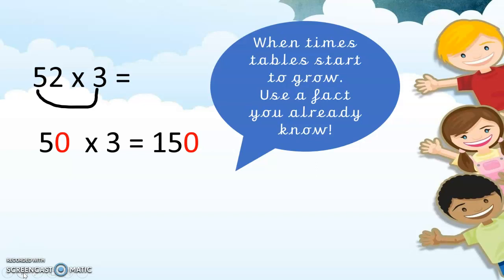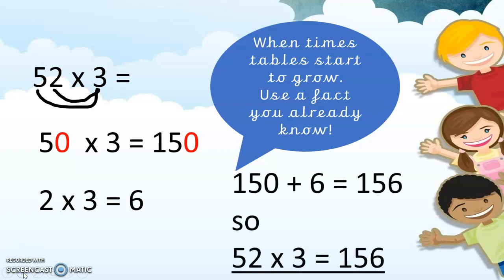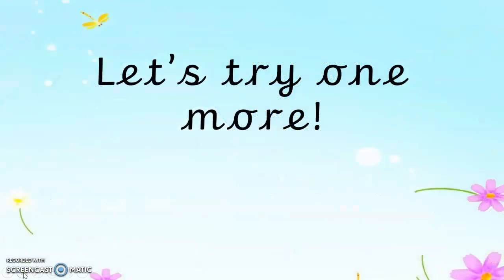Job's not done though. One more times table to go. 2 times 3 is 6. And our final stage, add them together. 150 add 60 is 156. Then I know that 52 times 3 is 156. Wow, dead easy. When times tables start to grow, use the fact you already know. Let's try one more to get ourselves super confident.